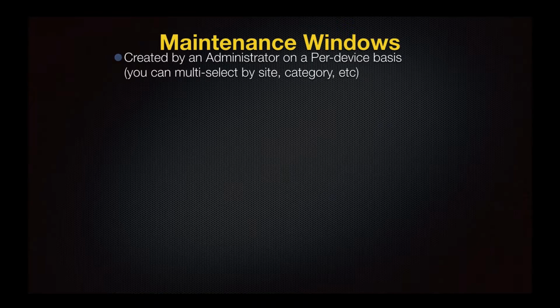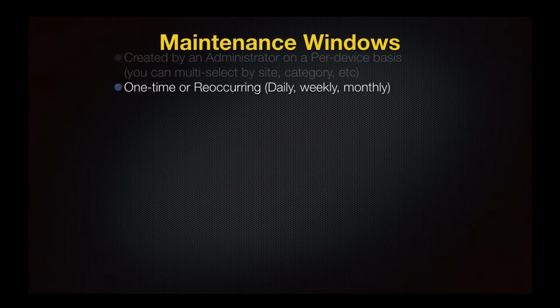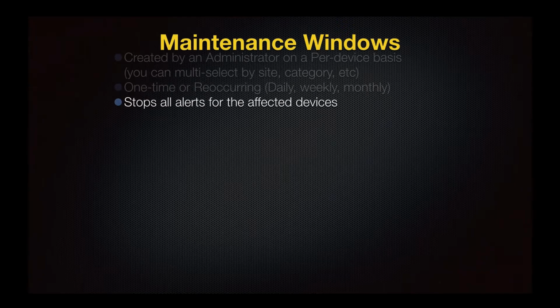Now, maintenance windows are an important concept in OmniCenter because they're another way that we can use to limit the amount of alerts and false alarms that are sent out. And one of the ways that you do that is by creating these maintenance windows on a per device basis. And you can multi-select by site or category if you have a large number of devices that you need to put into a maintenance window. These can be one-time or reoccurring, either daily, weekly, or monthly reoccurring windows. And it'll stop all the alerts for the affected devices.